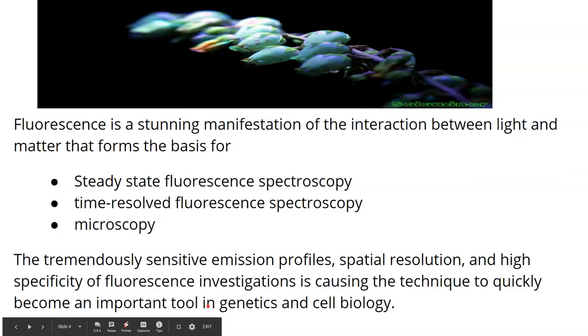Fluorescence is a stunning manifestation of the interaction between light and matter. It forms the basis for several different things, but mainly for steady state fluorescence spectroscopy, which is where you can look at things in a steady state, time resolved fluorescence spectroscopy, which means you can see how things are moving and what they look like, and microscopy. The photo at the top is an example of a portion of a molecule that is undergoing fluorescence.